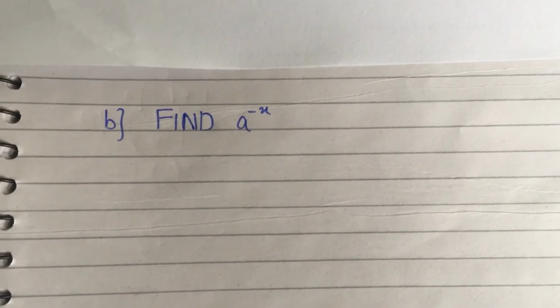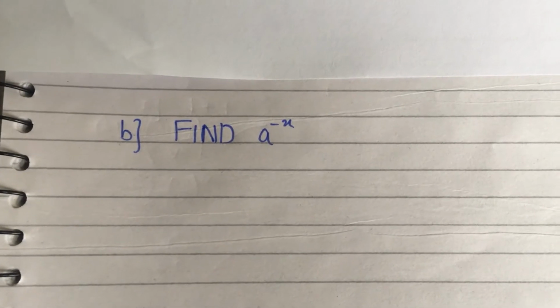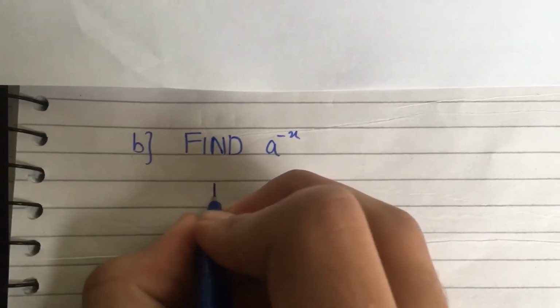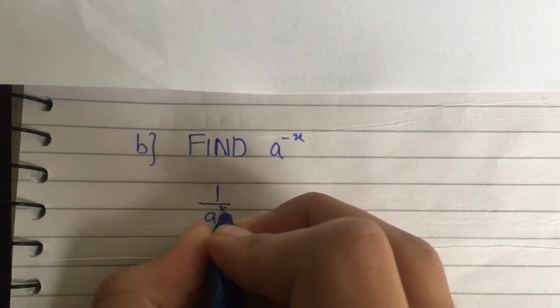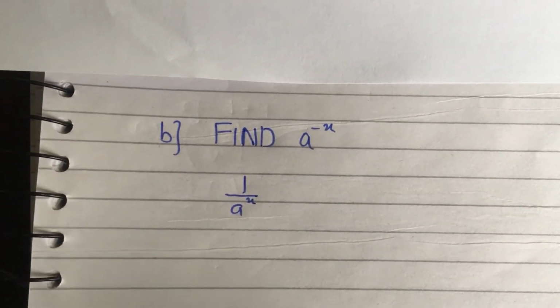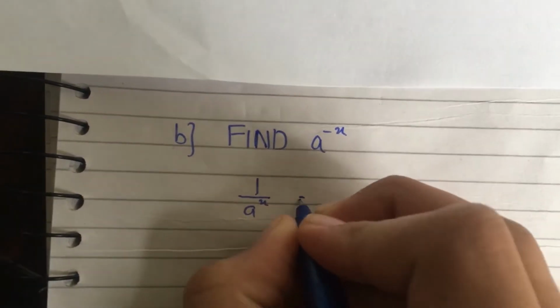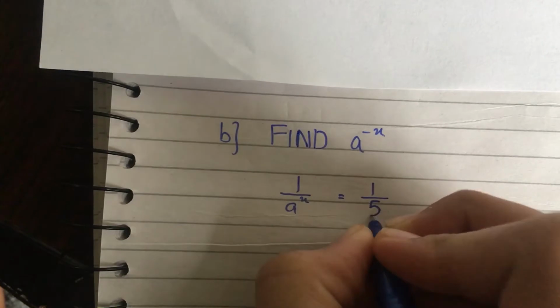B part says find a power minus x. A power minus x will become 1 over a power x. We can write this as that, and since a power x is given as 5, our answer will be 1 over 5.